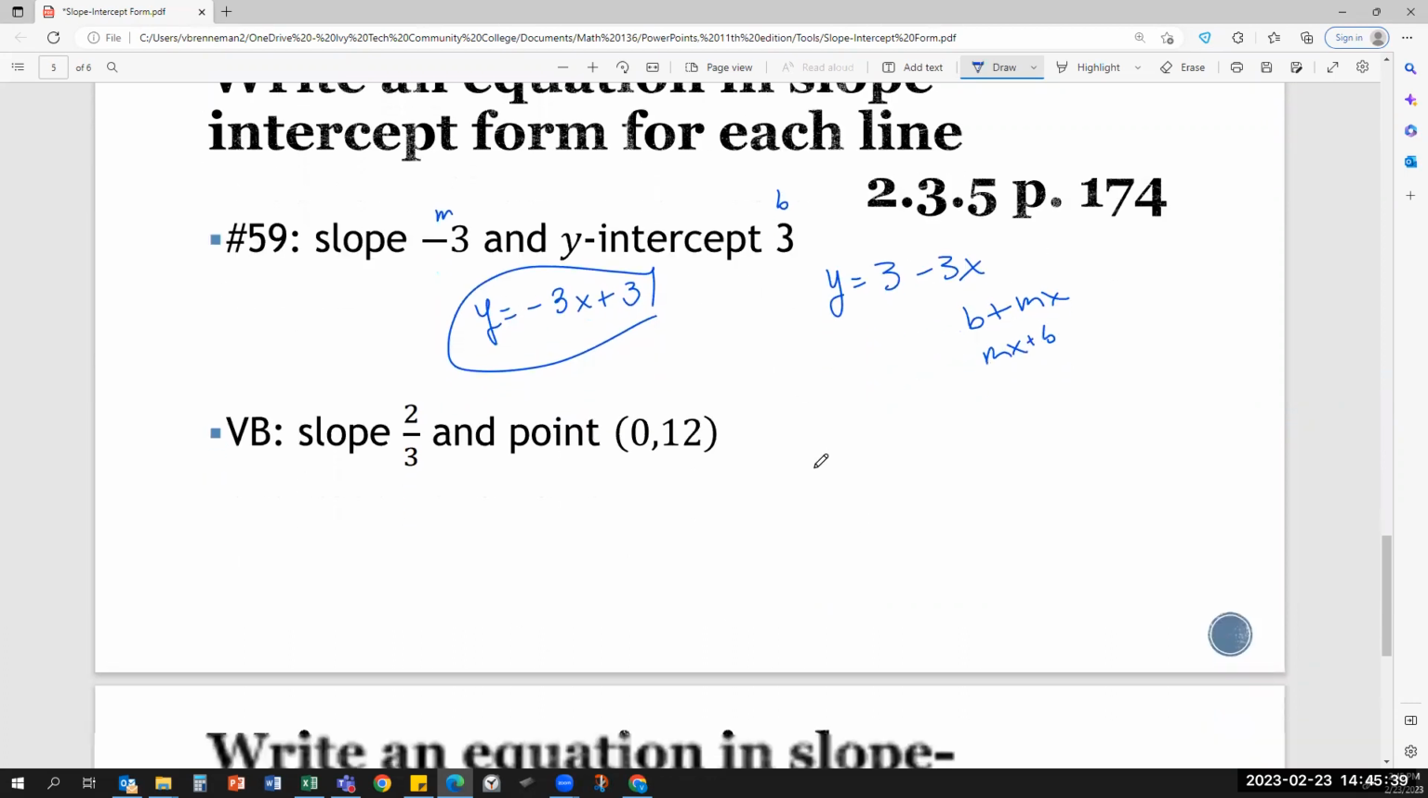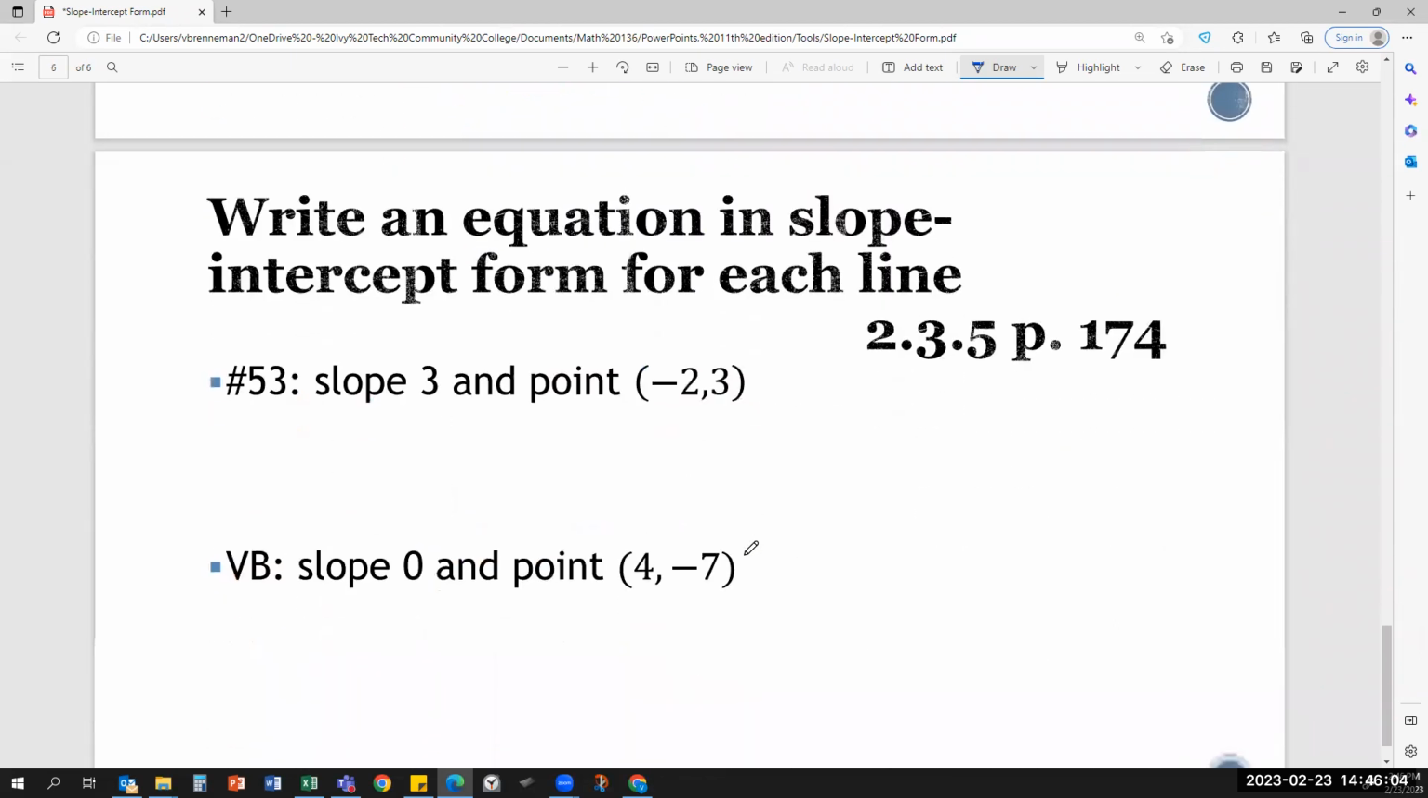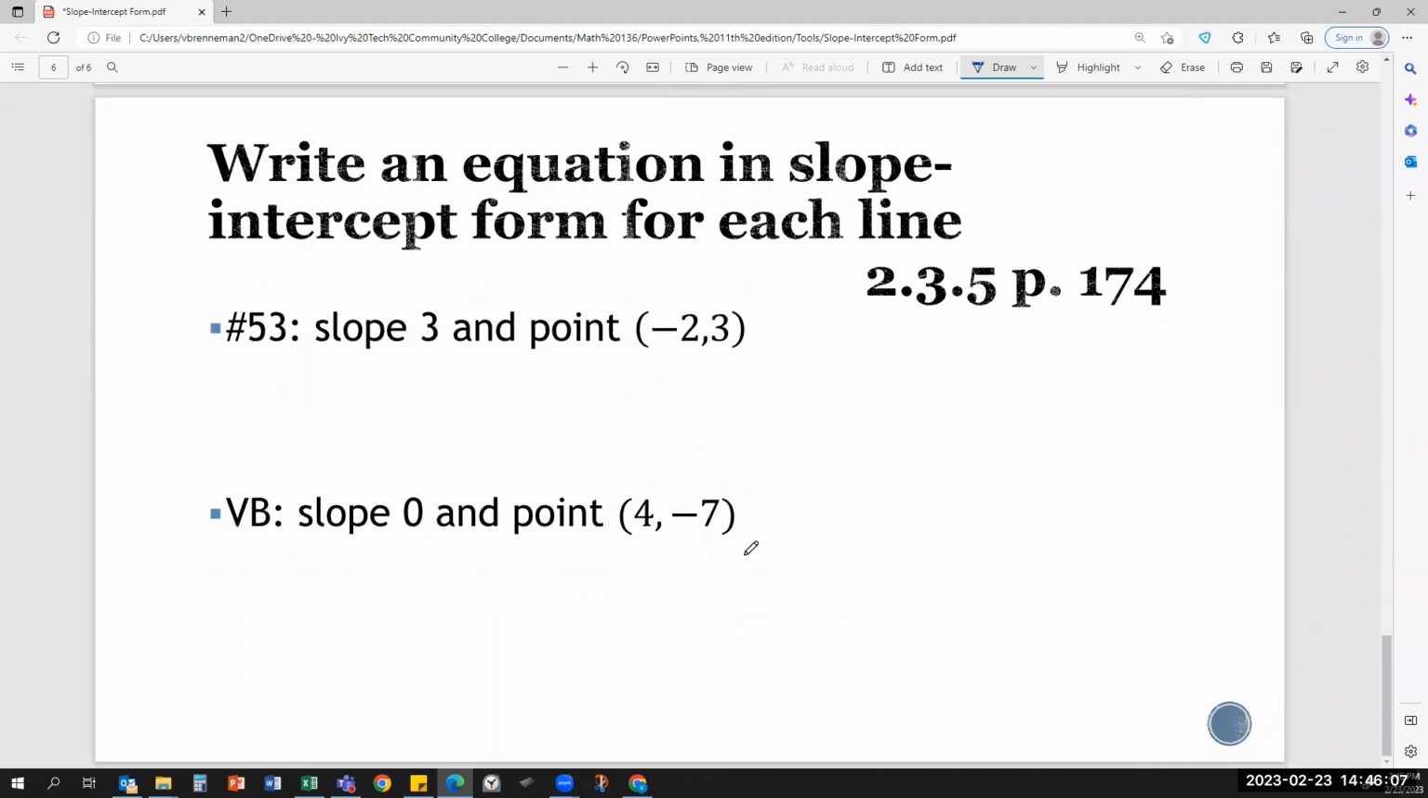Then the next example, slope 2/3 and point (0, 12). Well, if you recognize that point with the x coordinate of 0 means that this is the y-intercept. So that's b and m. Then we have y equals 2/3 x plus 12.